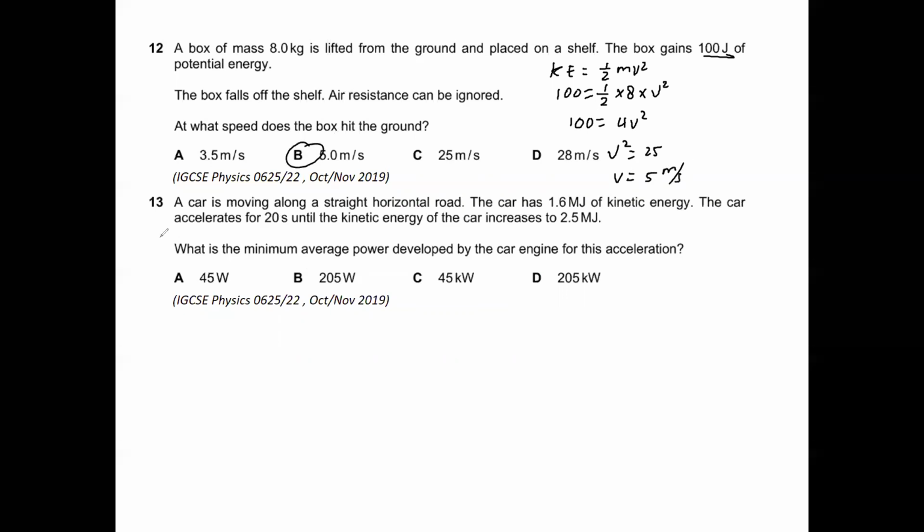Okay, and then for this one, 13. They say that the car has a kinetic energy of 1.6 megajoule and then accelerates for 20 seconds, and the kinetic energy becomes 2.5 megajoule. We want to find the average power developed by the car engine for this acceleration. So we want to find the power. So power, just now the formula is energy over time.